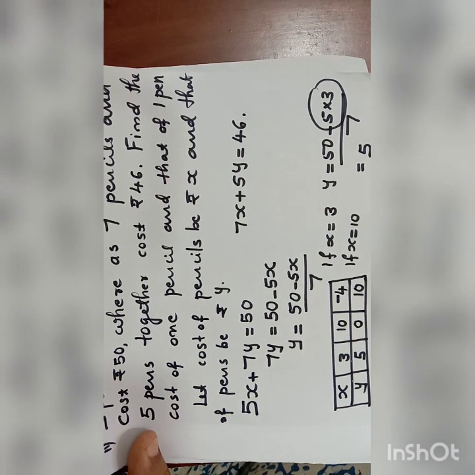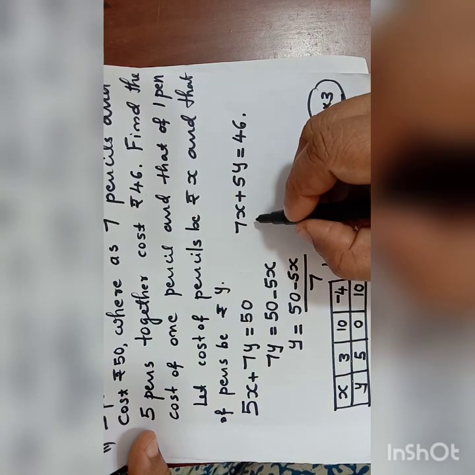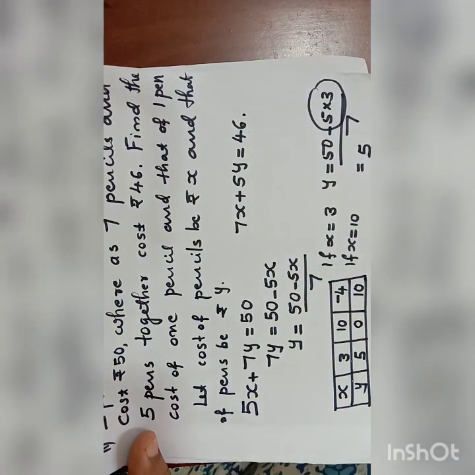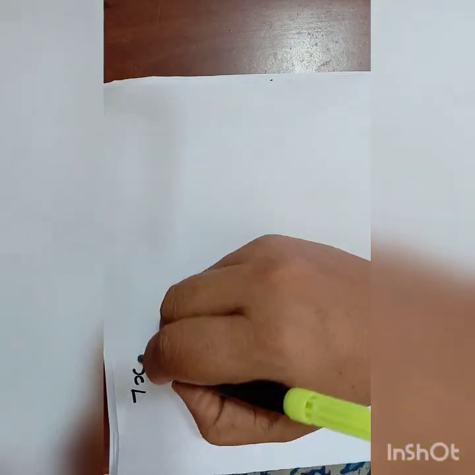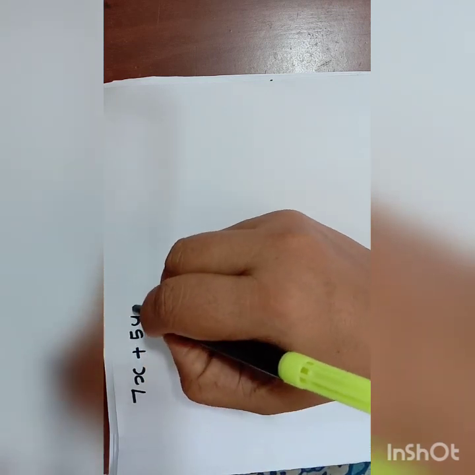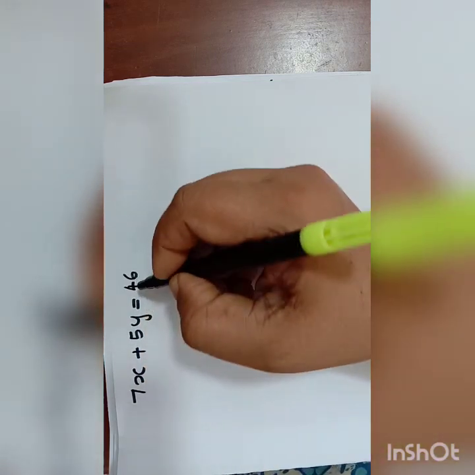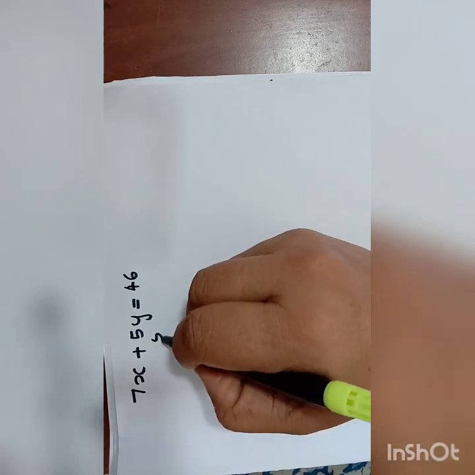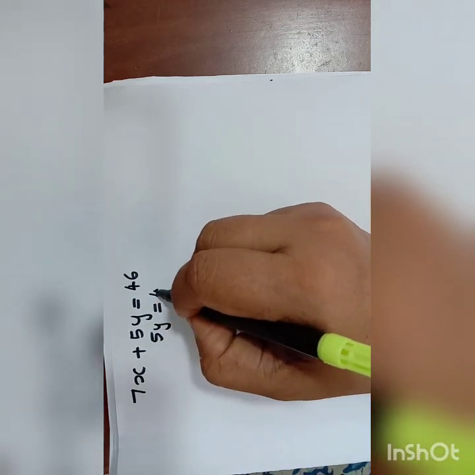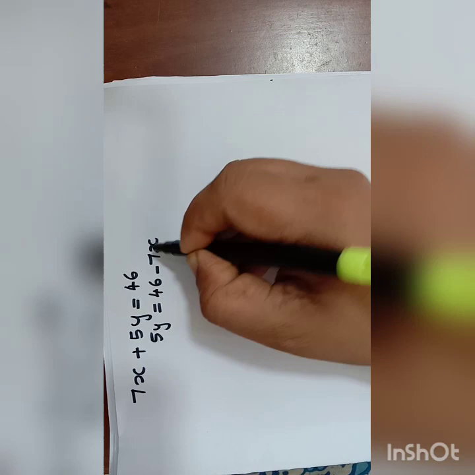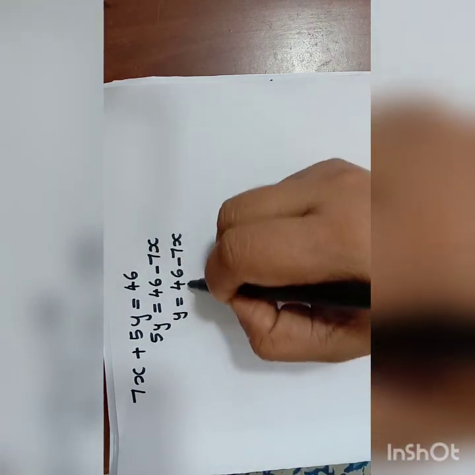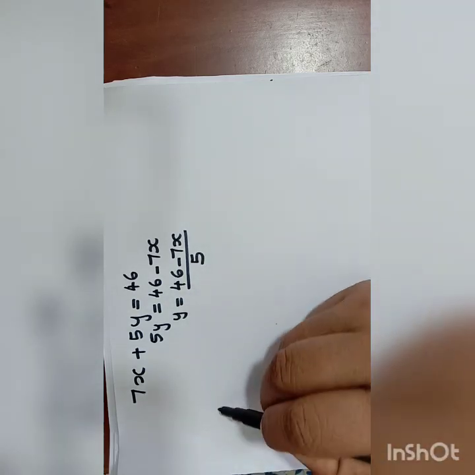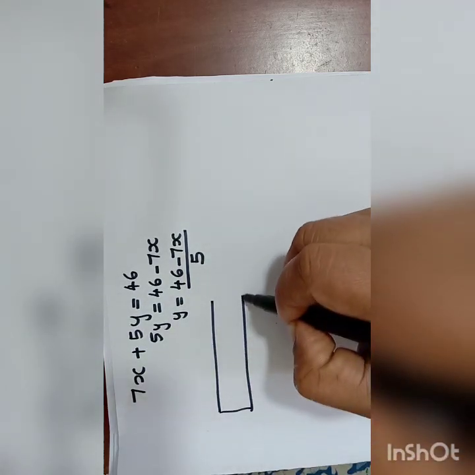Let us rewrite the second equation, that is 7x plus 5y equal to 46. Therefore 5y is equal to 46 minus 7x. Therefore, y is equal to 46 minus 7x divided by 5. Let us have our columns, 3 columns.